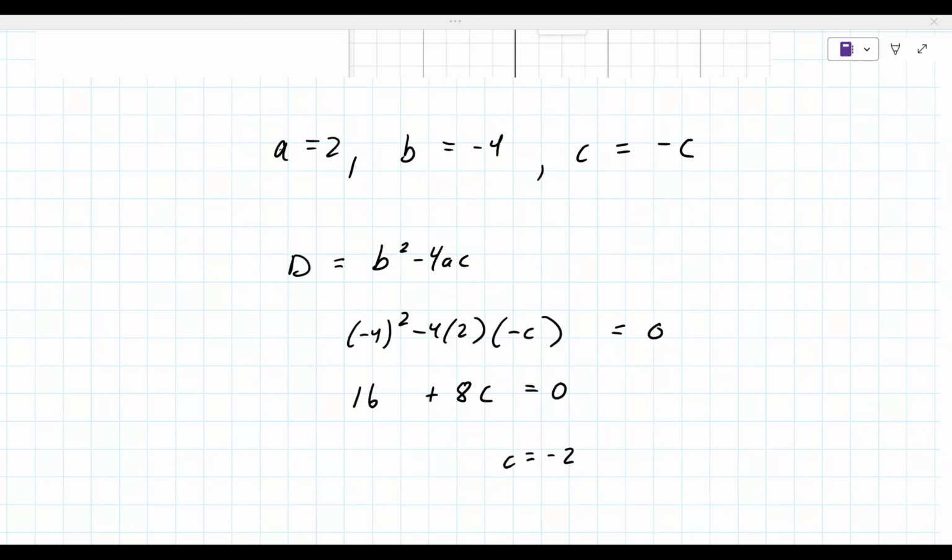I think that way was honestly a little bit easier. I remember discriminant, so that's a little easier for me to understand that way. All right, so c is -2, question 3.